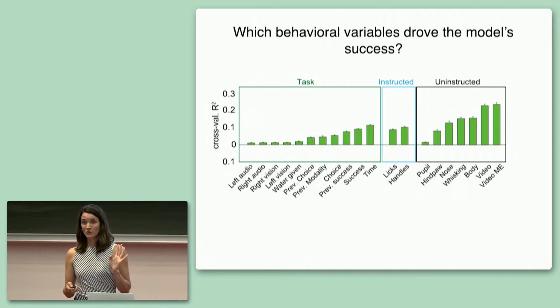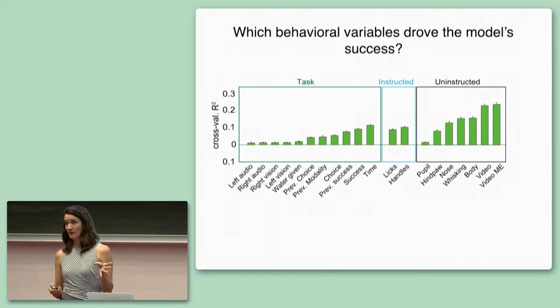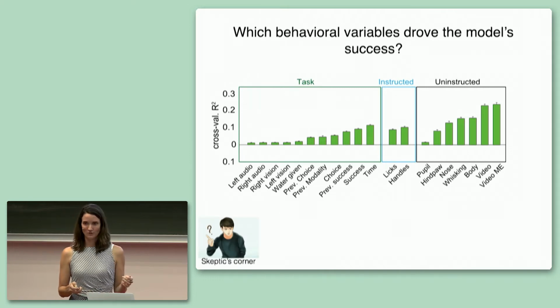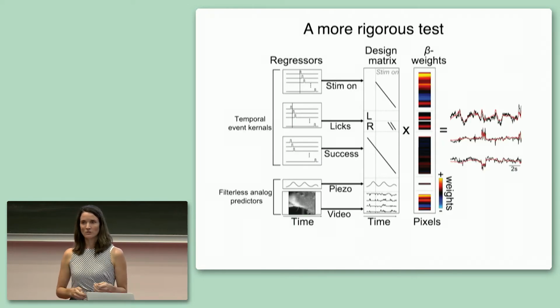At this point, though, you might be skeptical because you might be worried that a lot of these behavioral parameters are related to each other. And so now it's time for Skeptic's Corner. We're going to go back to the model and say, yes, it's true, the behavior parameters may be related to each other. We need a much more conservative approach.